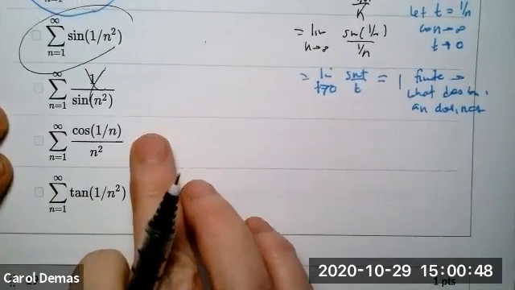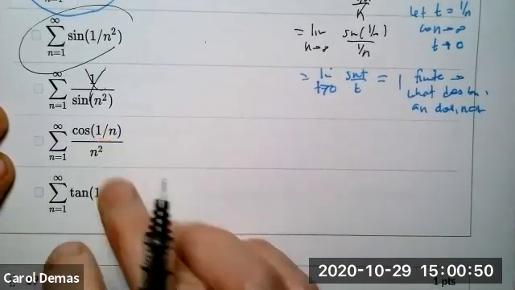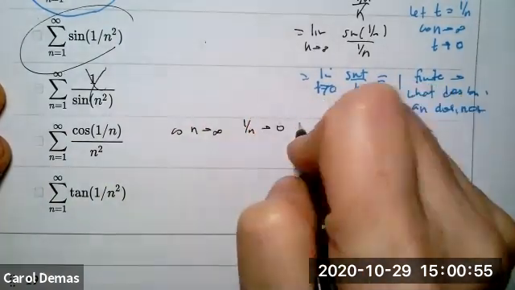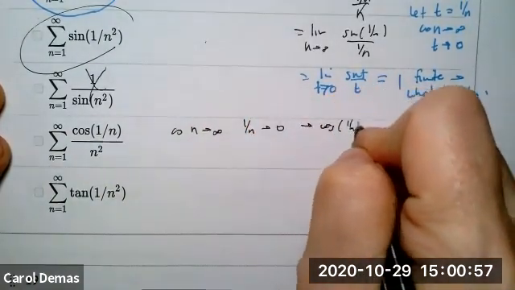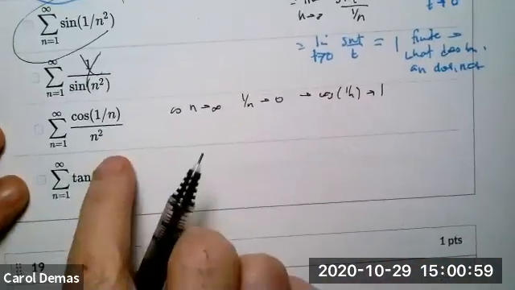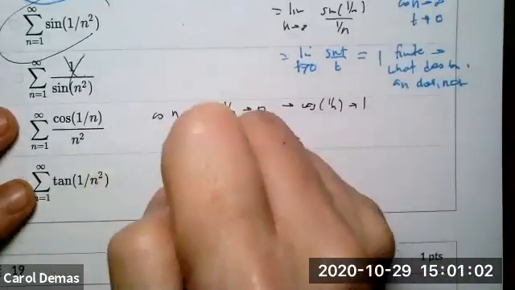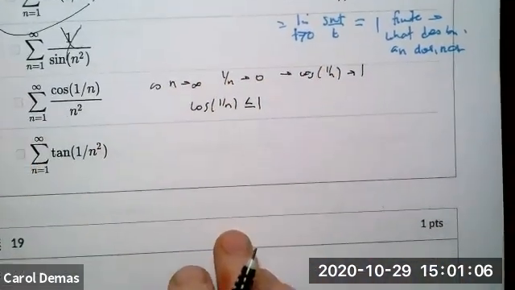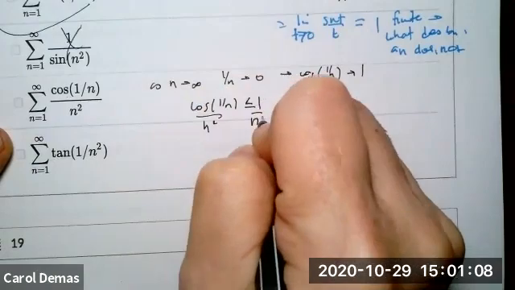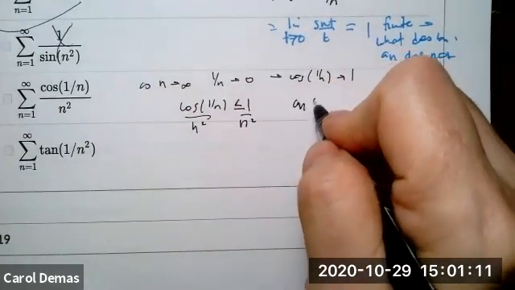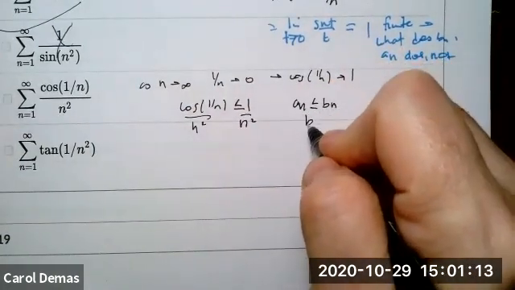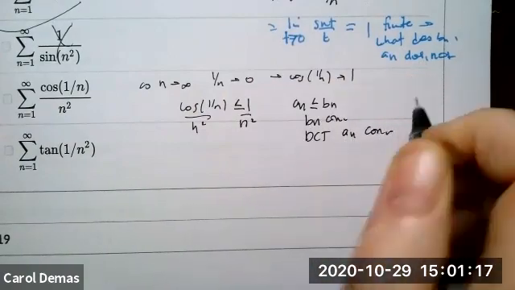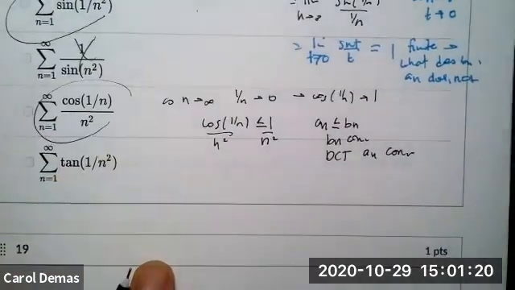Okay, we're not told what test to use. We do know that as n goes to infinity, 1 over n goes to 0, and the cosine of 1 over n will go to 1. So cosine of 1 over n is less than or equal to 1. Dividing both sides by n squared, that tells us that an is less than or equal to bn. Bn converges, so by direct comparison, an converges. So that one also converges.